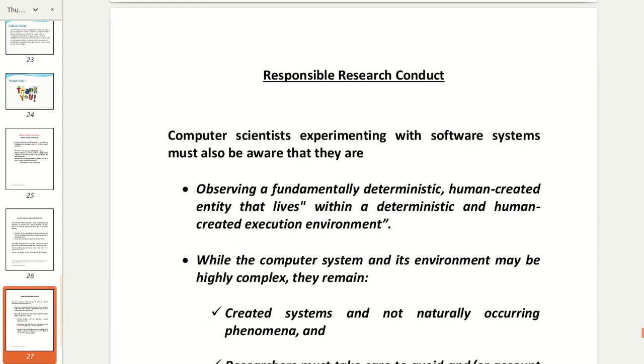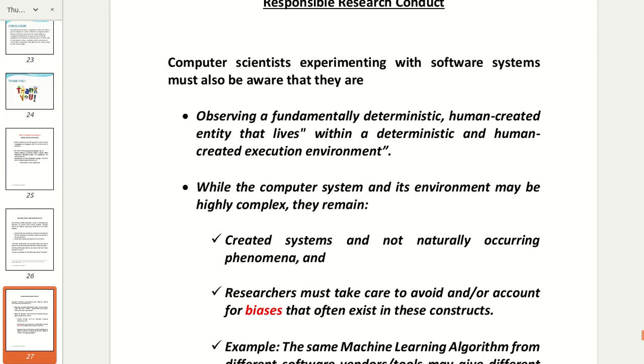Then what is responsible research conduct? Computer scientists experimenting with software systems must also be aware that they are observing a fundamentally deterministic system, okay, a system that has been created by humans and that is supposed to run within a certain execution environment. Now, while computer systems and the environment may be highly complex, they remain systems that are created by us. They are not naturally occurring phenomena. We develop computer systems, we design the hardware, the software, okay? They are not naturally occurring. So, researchers must take care to avoid or account for biases that often exist in these constructs.